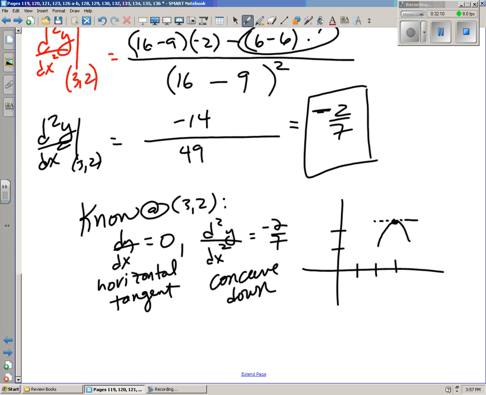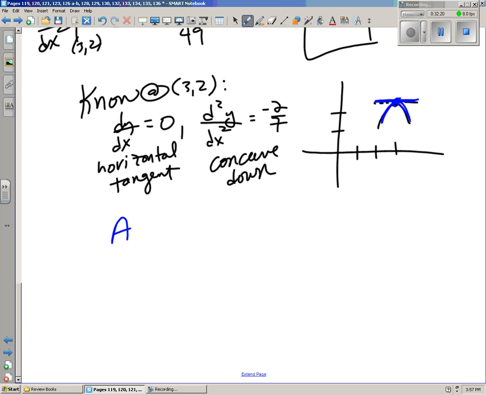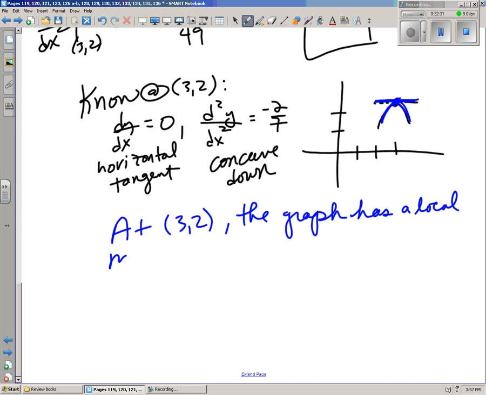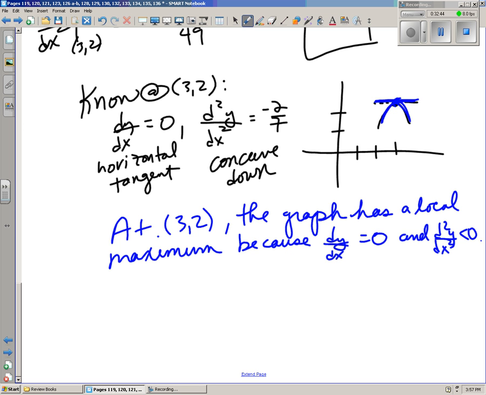Well, what does that mean? The only thing that can mean is that we have a max, because we know the horizontal tangent has to be there, and we're concave down. So at the point 3 comma 2, the graph has a local max. How do we know this? Because dy over dx equals 0, and the second derivative is less than 0. That's how we know this.